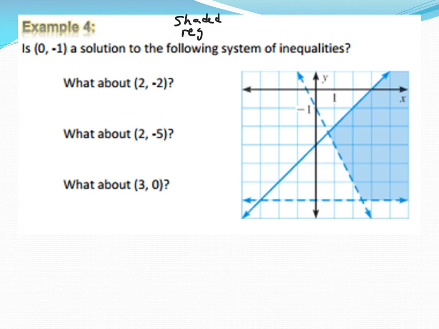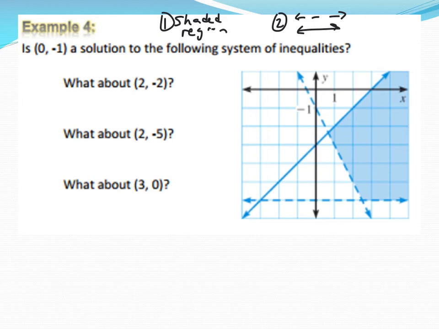So that's the first thing we need to pay attention to. The second thing, which is kind of tricky to understand, is we have to pay attention to the dashed line versus the solid line. Remember, the difference between these two things is that if it's a solid line, any point that's on the line is a part of the solution, whereas a dashed line, the reason why we're using a dashed line is that any point on this line is not a part of the solution. So we have to look at these two things.